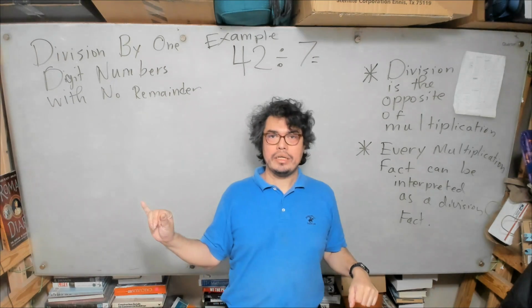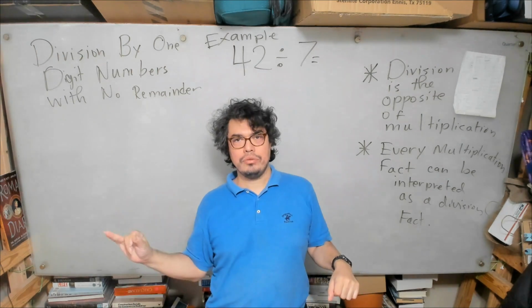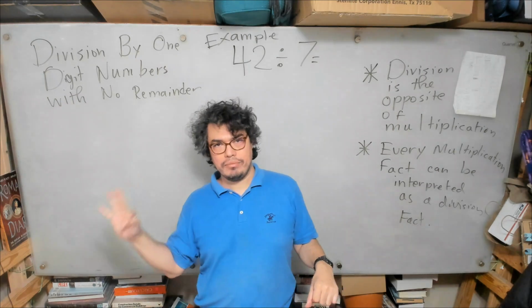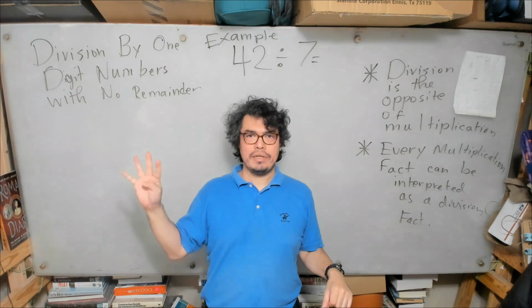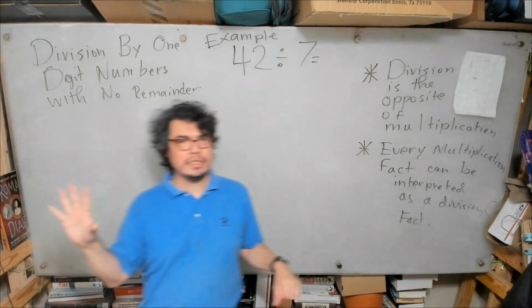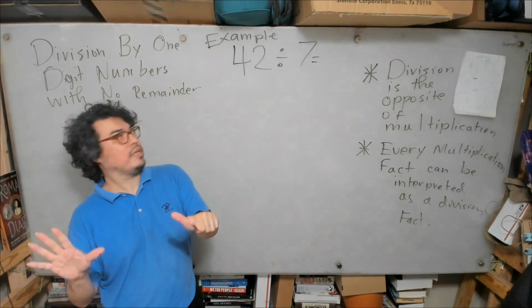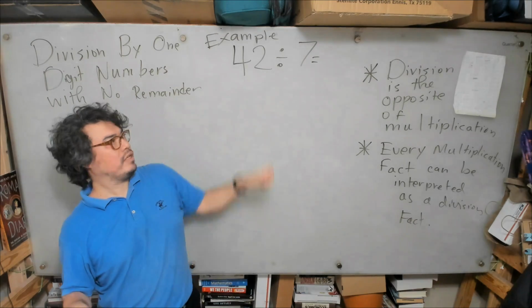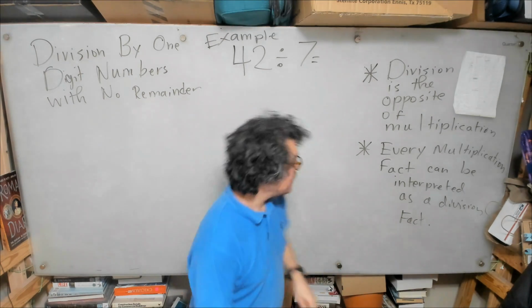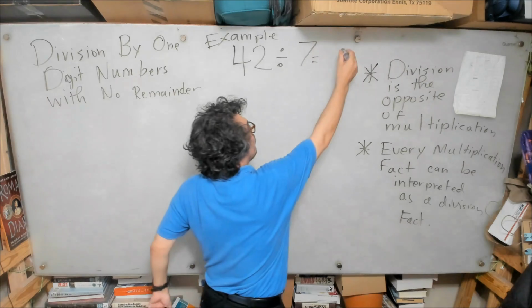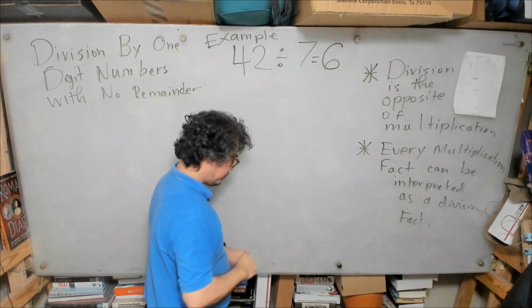7 times 1 is 7. 7 times 2 is 14. 7 times 3 is 21. 7 times 4 is 28. 7 times 5 is 35. 7 times 6 is 42. 7 times 6. So we can see here that this will be 6. Okay?